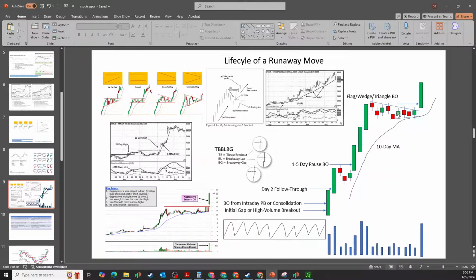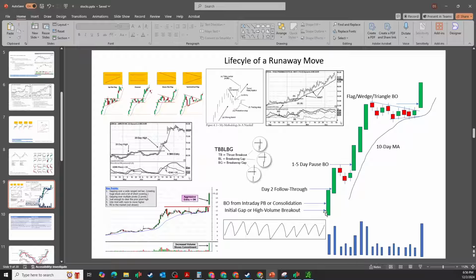And that's not to say that flags don't work anymore, that they've stopped working. It's just a different mindset. You're choosing to trade a different part of the cycle. You could trade nothing but express setups and just trade these 1 to 5 day pause breakouts. You could easily do that and probably make a lot of money with just that one setup. You could just trade flags and wedges and triangles and make a lot of money. You could just trade gaps on day one or expansion bars from day one breakouts and make a lot of money. Or you could do a combination of these.